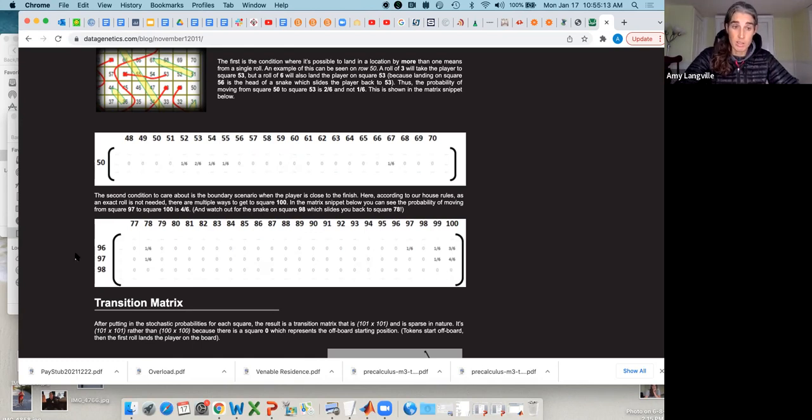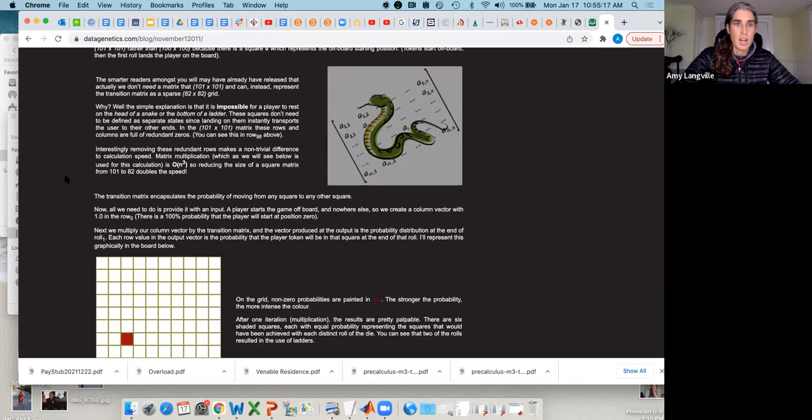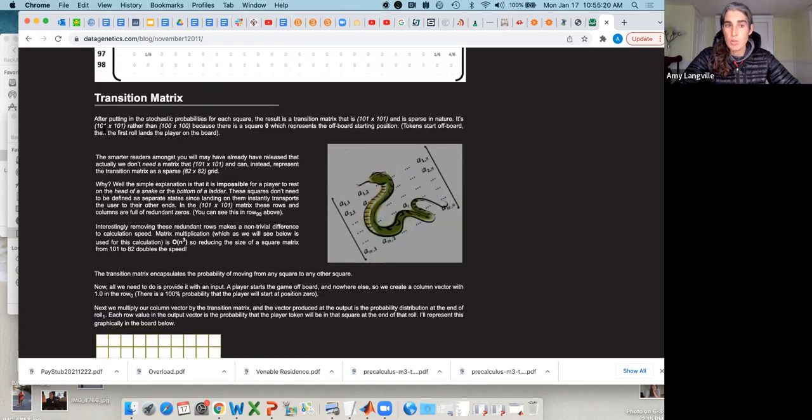And that's really what this page is about. So he describes the transition matrix. He puts in a dummy node 0 for you're off the board, then you have to roll onto the board. So really he's looking at a 101 by 101 matrix.